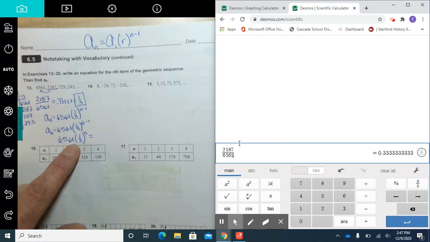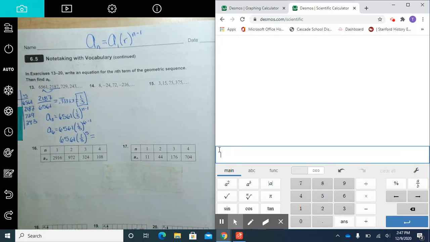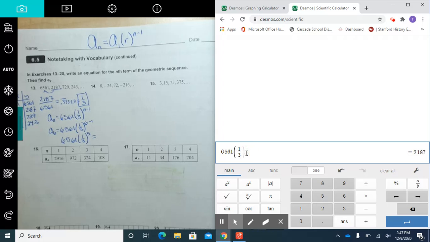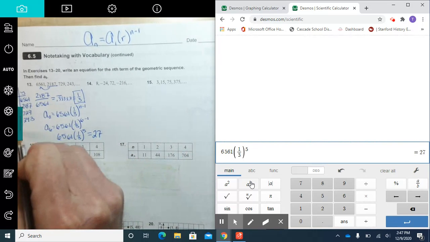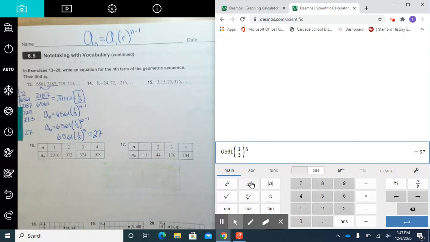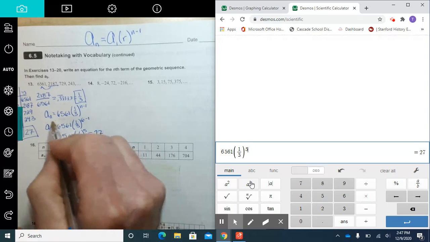And so I'm going to put that in here. 6561 times 1/3 to the 5th power. And I get 27. So a6 is 27. There it is. The sixth term is 27, and there's my equation.